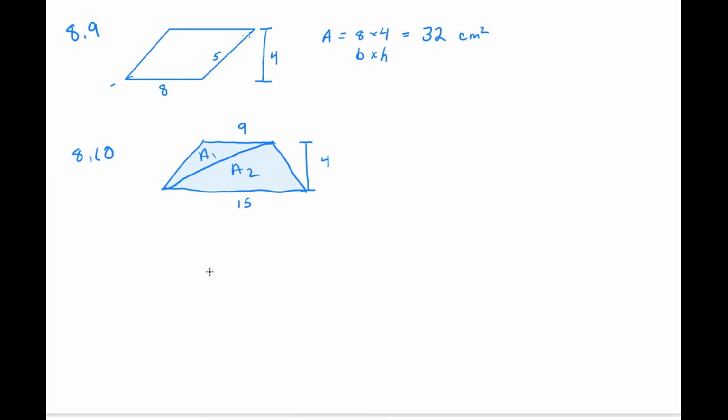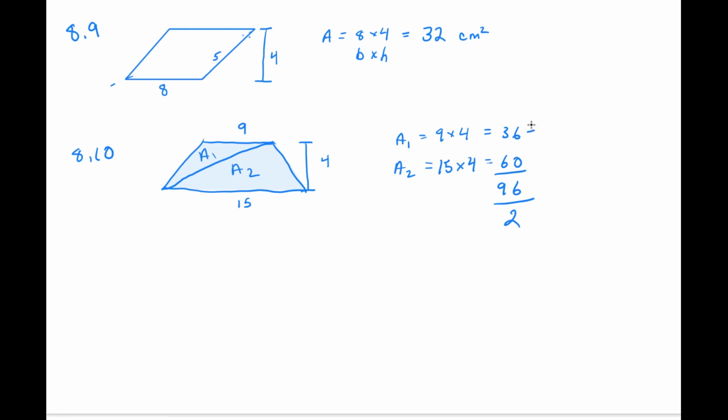Okay? So for area 1, we have the base times the height of 4. So that's going to be 9 times 4, and that's 36. And then for area 2, we're going to say the base, which is 15, times the height, which is 4, and that's going to give us 60. So our answer is 96, and it is going to be divided by 2. Why is it going to be divided by 2? Because they're 2 triangles.